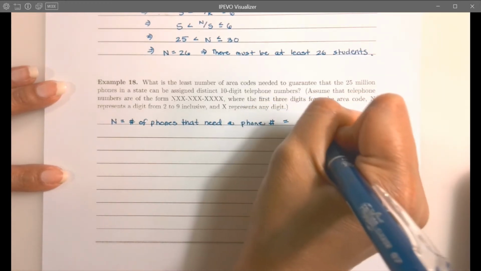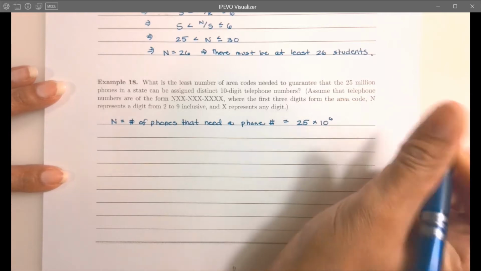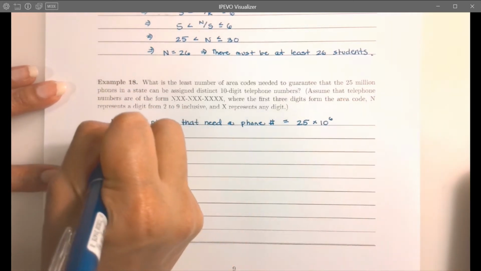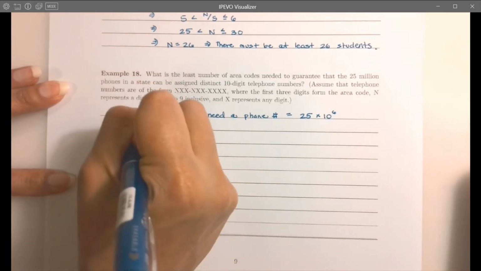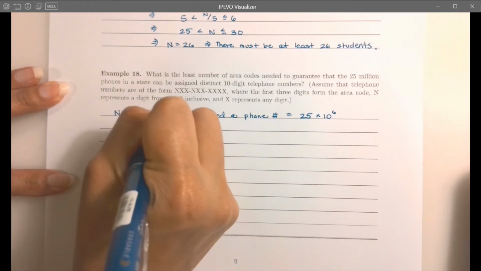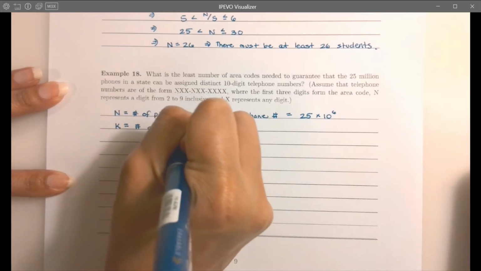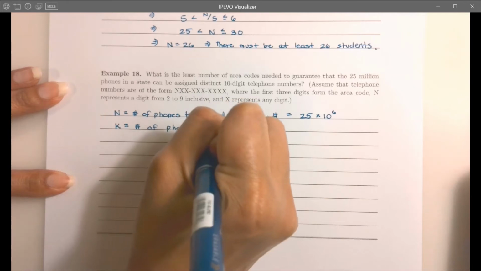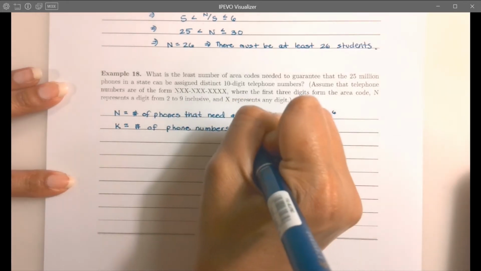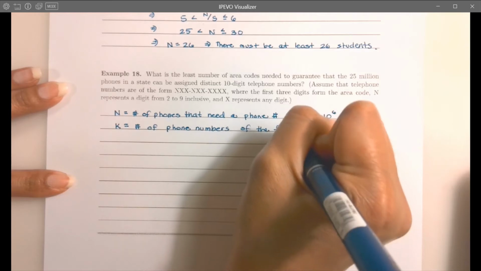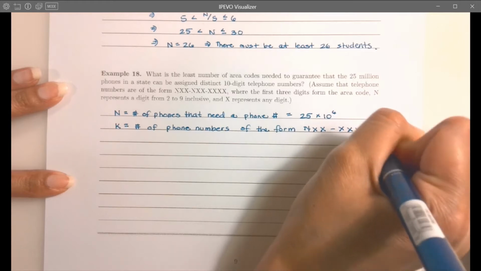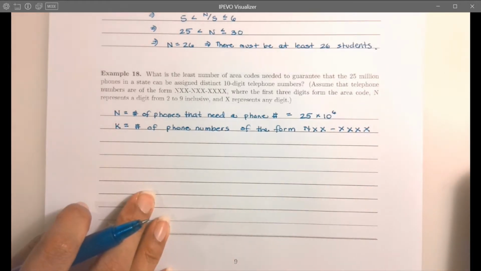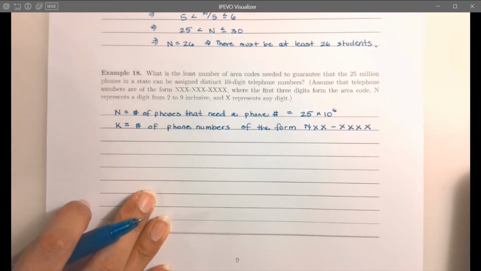And well, that's 25 million, or 25 times 10 to the 6. Now K is the category, meaning the phone number that they receive, that they're assigned to. So this is the number of phone numbers that have the form NXX-XXXX. Okay.